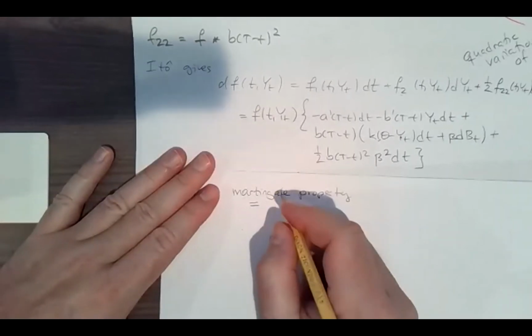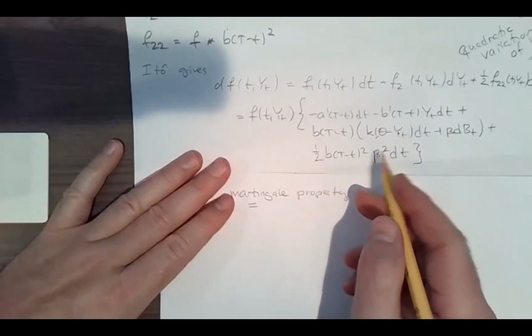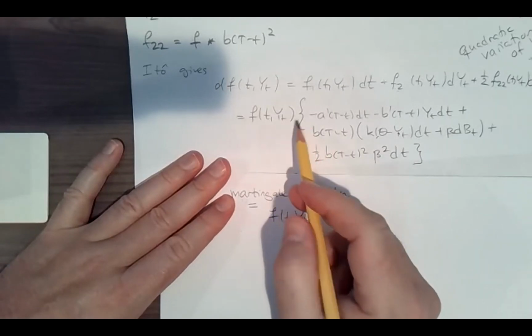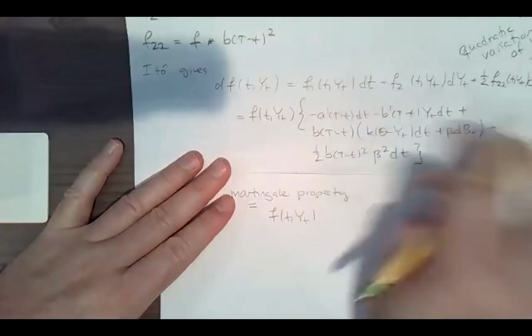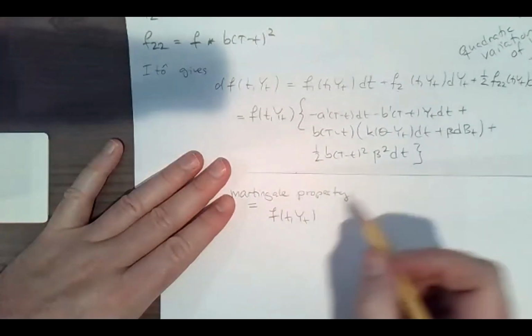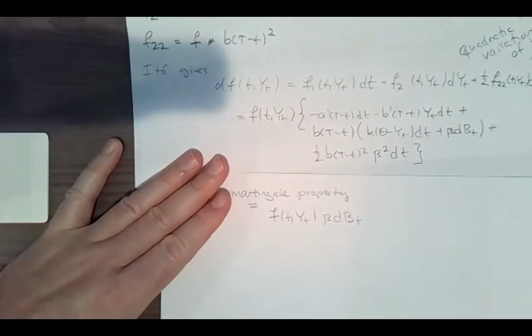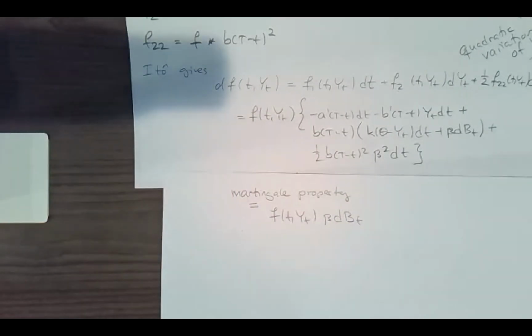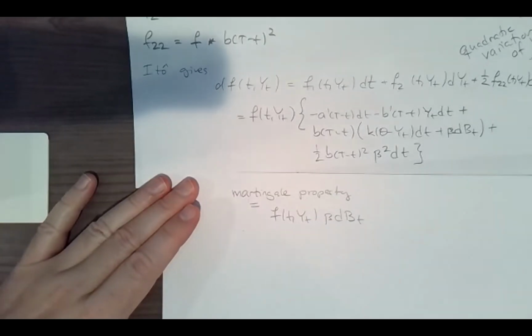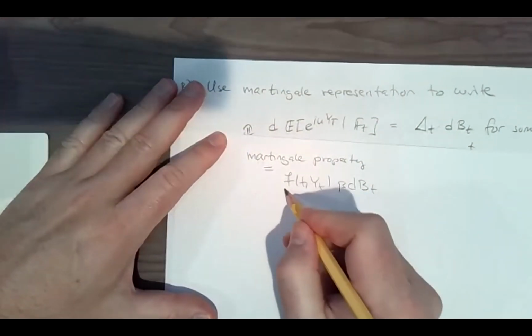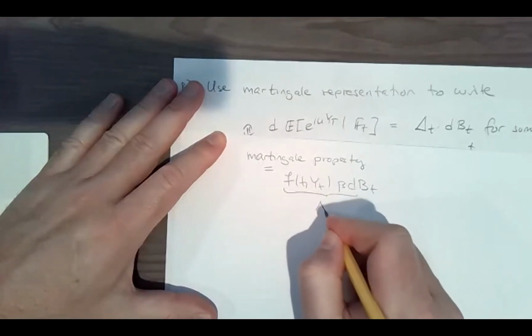We know here that this has to be just a stochastic integral with respect to Brownian motion. So here you have to find f of t, Y_t, and then all the dt terms must vanish. So we're going to be left here with a beta dB_t. That's our delta, that was our delta from the mathematical representation theorem. This one here was our delta_t.